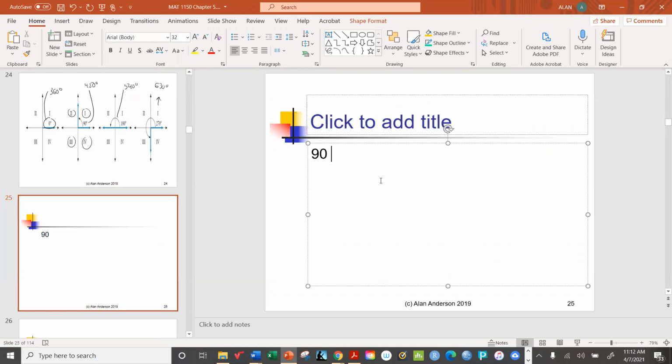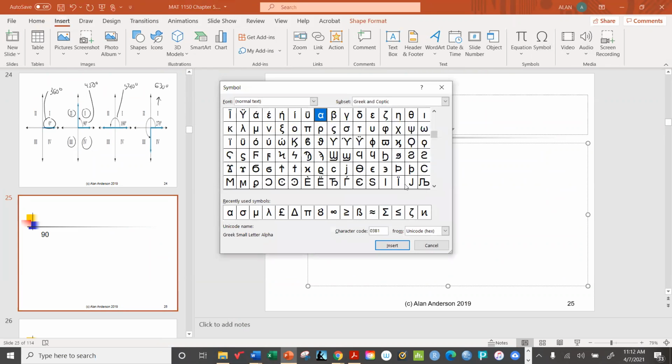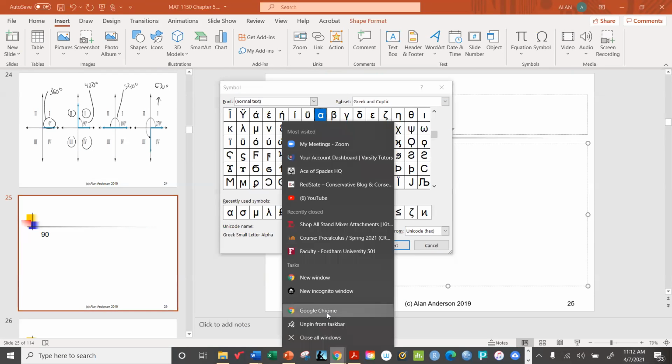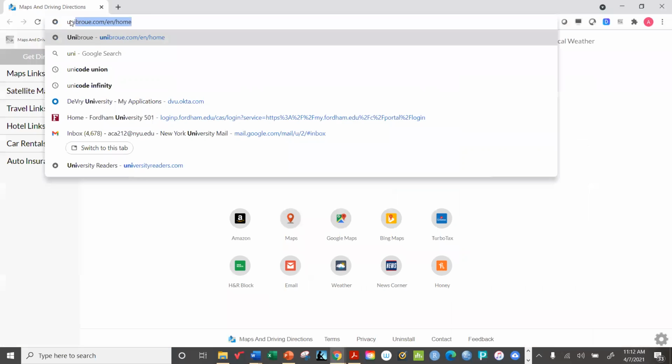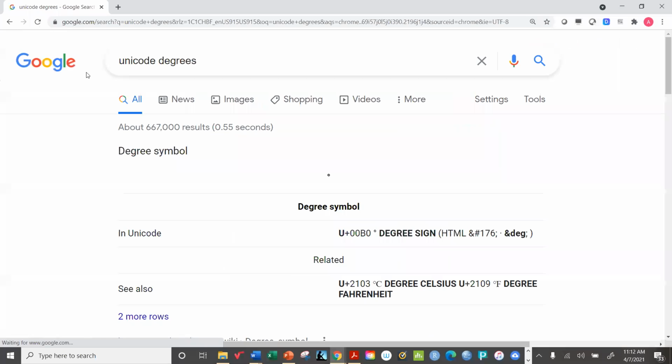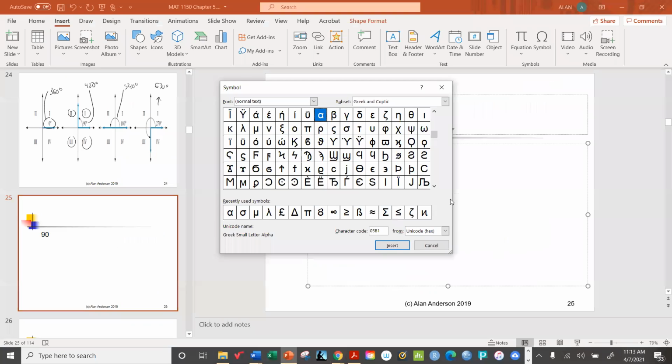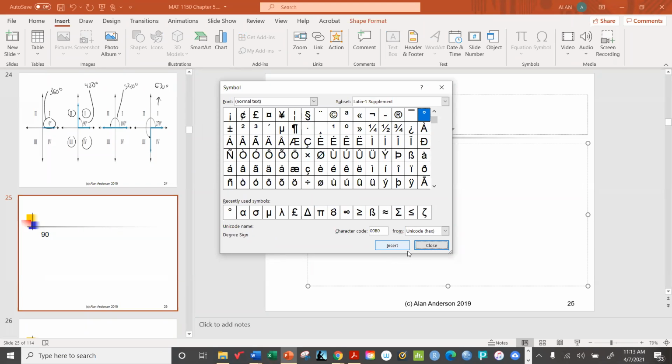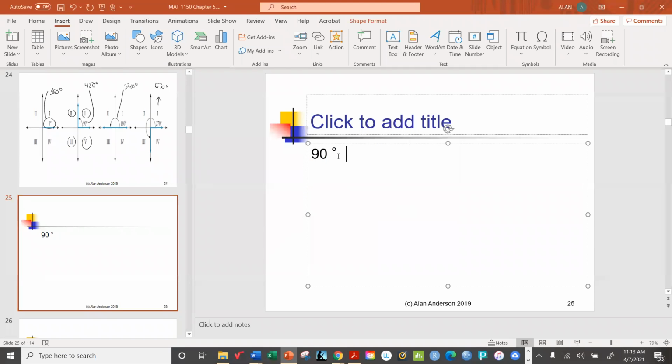90 degrees. I wonder if the keyboard has that symbol, the little degrees circle. Hold on one second. It's probably here somewhere. Why, there it is right there. Yeah, how do you like that?